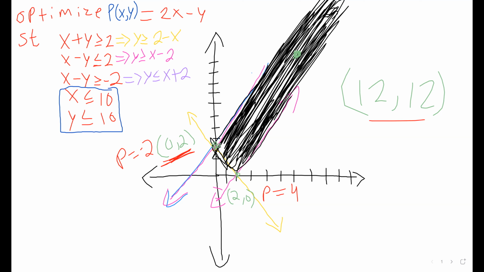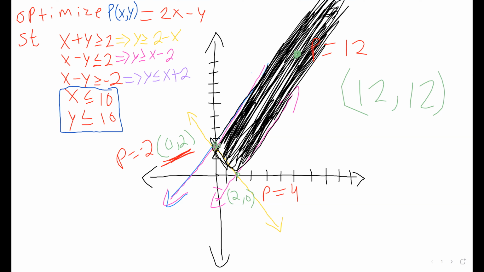However, when we plug in 12 and 12, we're going to get 12 times 2, which is 24, minus 12, so it's going to give us 12. So this weird point over here is going to give us 12. And if we plugged in a bigger number, like 1,000 and 1,000, we get 1,000. The point is, this is a bigger number than this P equals 4.